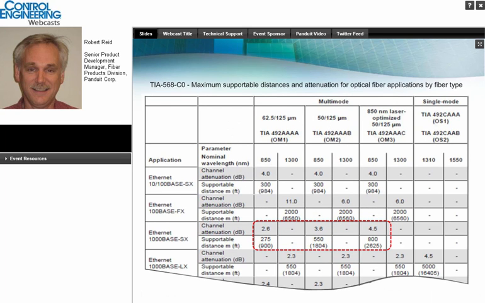So what we can talk about is three different types of fiber: 62.5, 50, and an optimized 50 micron fiber. And we have three different reaches. We have 275 meters, we got 550 meters, we got 800 meters, depending on the fiber type, the bandwidth of the fiber.